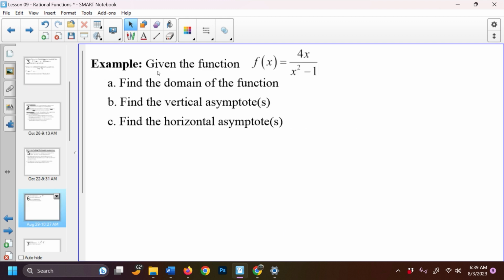Our first example: given a function f of x is equal to 4x over x squared minus 1, find the domain of the function, find the vertical asymptotes, and then find the horizontal asymptotes. Alright, so let's break this down. Let's start with part A. Find the domain of the function.